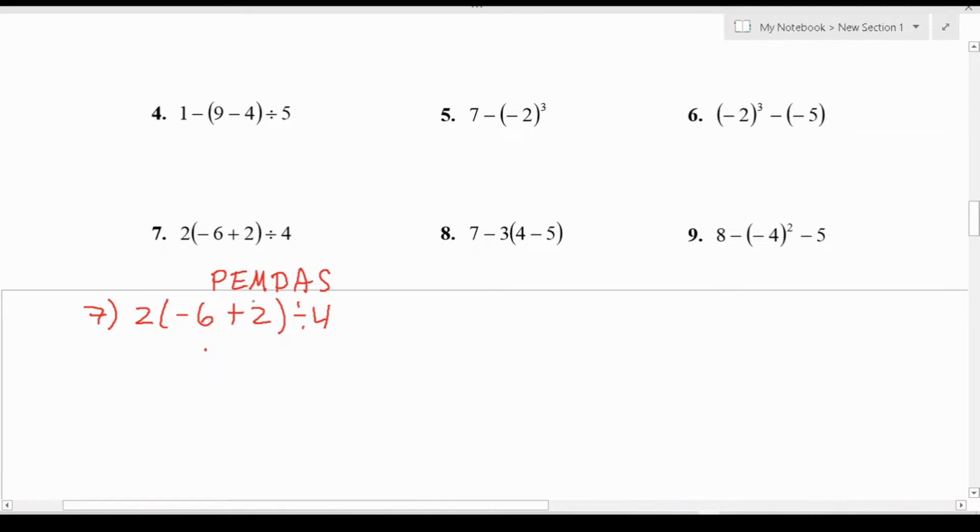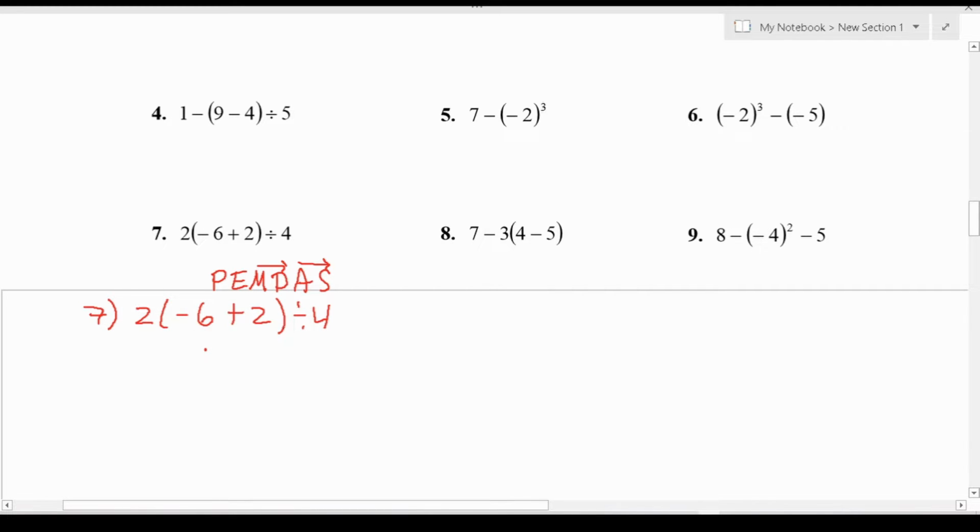I'm going to copy this down for every problem because if you follow the order of operations using PEMDAS, you'll never get a question wrong. So again, I'm looking for parentheses first, exponents next, multiplication and division from left to right, and addition and subtraction as they appear from left to right. Let's look at this and see what we have.